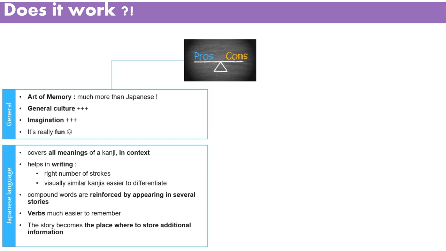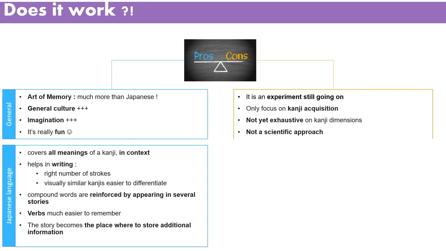And now, let's tackle the sensitive part, the cons. First, it is an experiment still going on. I've done around 5 to 10% so far, so it's too little a sample and probably just too soon to draw definitive conclusions. Then, it focuses only on kanji acquisition, but obviously there is much more to the full Japanese language than just kanjis. Then, it's not yet exhaustive, in the sense that I'm still lacking information on some dimensions of the kanji, like the strokes order, the calligraphy, is it hane, tome, harai, the pitch accent, the etymology, and maybe others. And can it even become exhaustive?